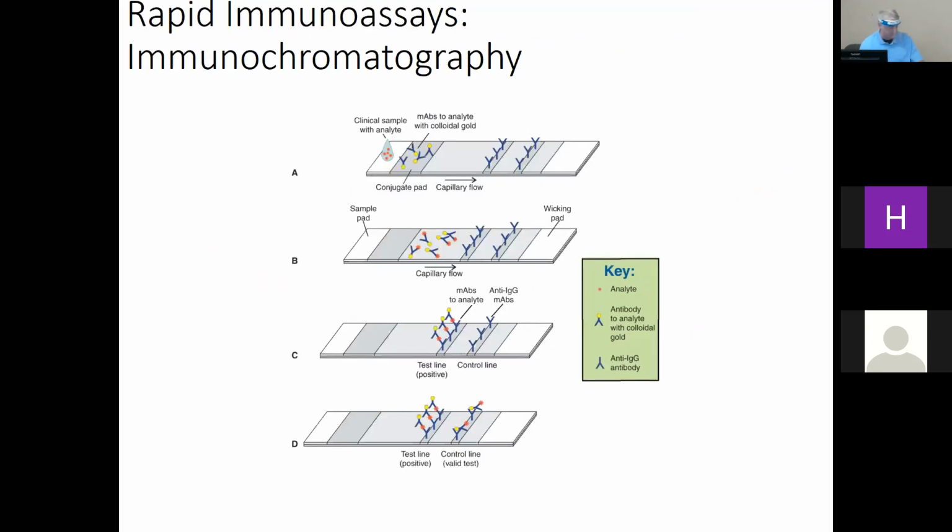This is rapid immunoassays. Immunochromatography is what we call this one. So you've added your sample here, a clinical sample added to one end of the test strip. Capillary flow takes it to the other end. And then you see a conjugate pad here with monoclonal antibodies to the analyte with colloidal gold. Okay, so we've got some gold on there.